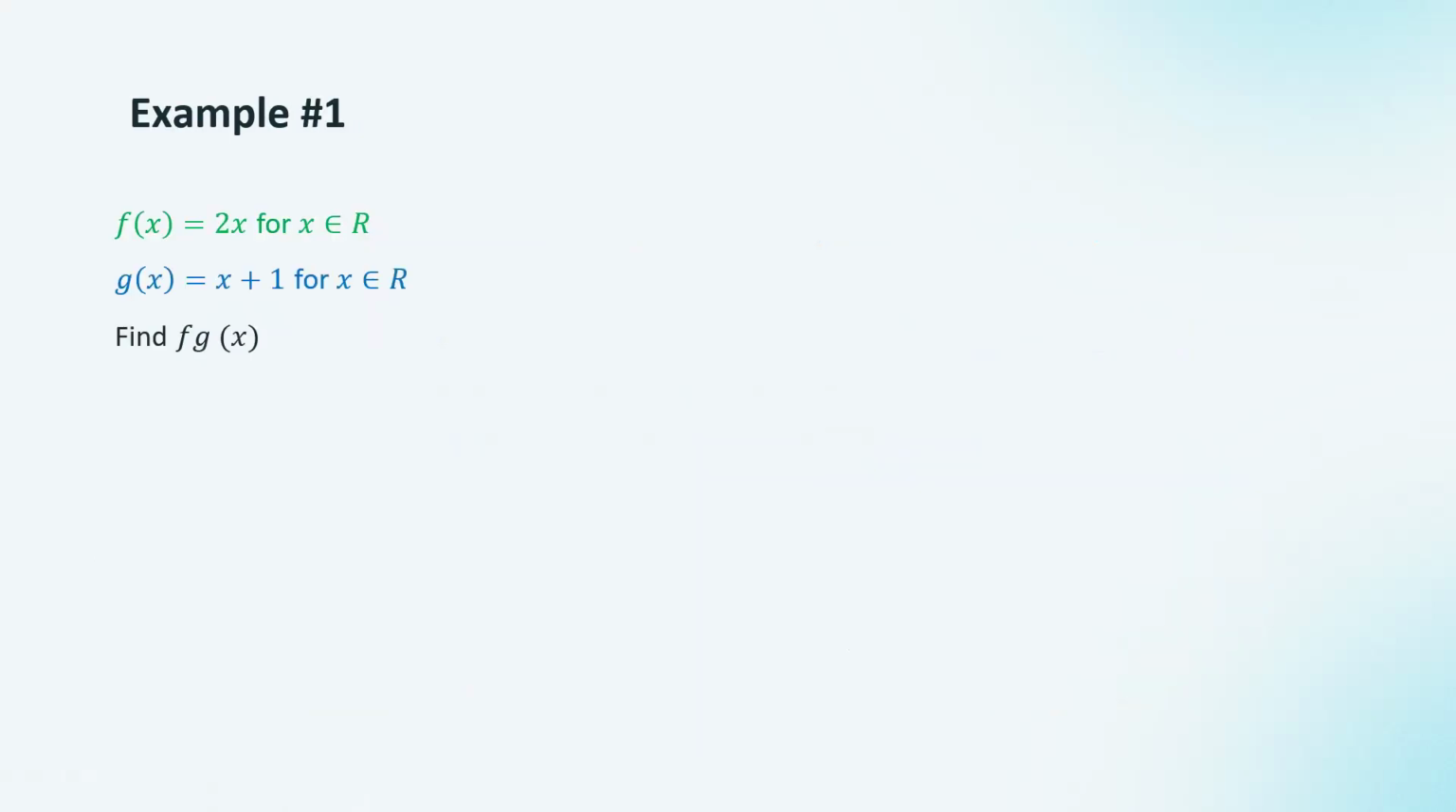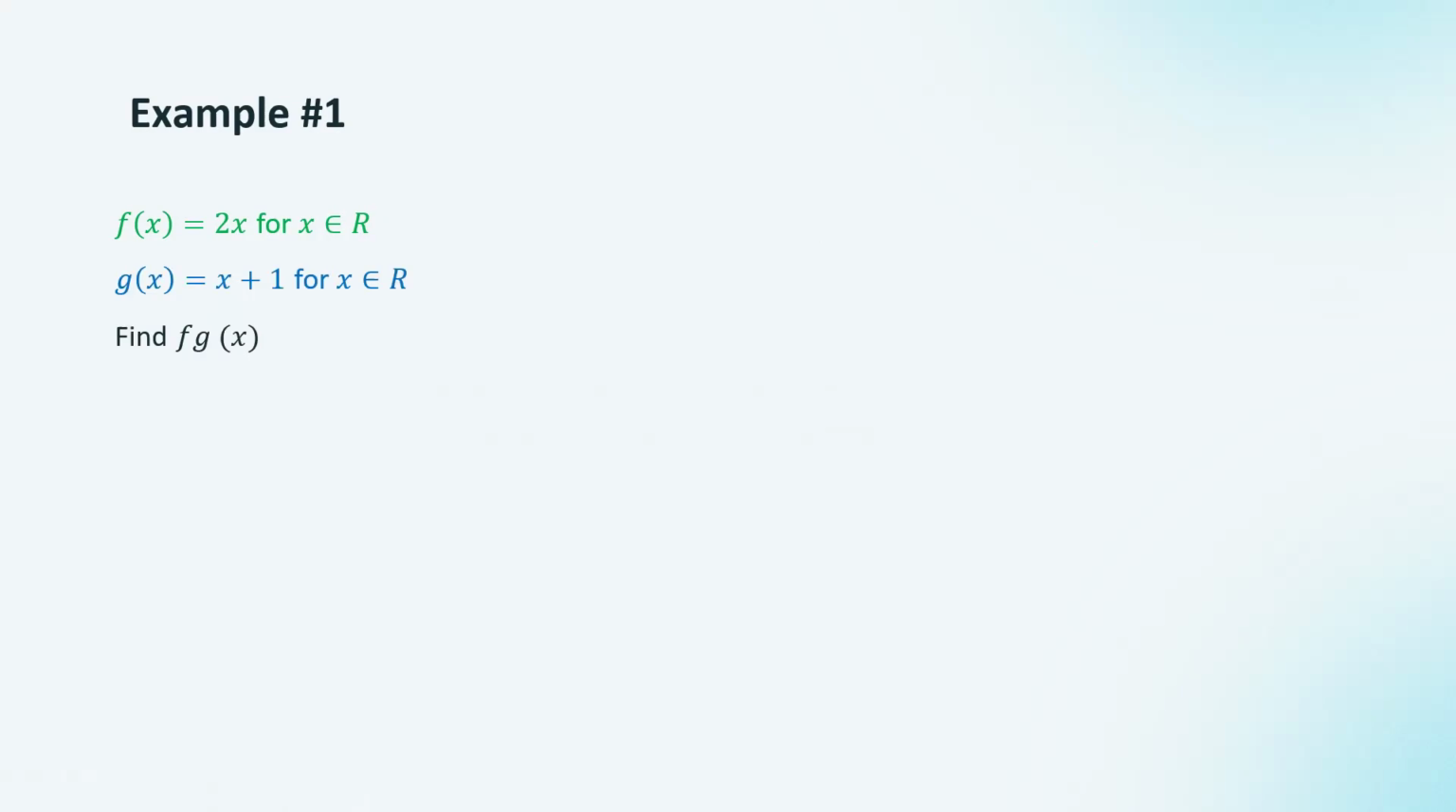Right, let's try to see the first example. Suppose that we have f(x) equal to 2x, where the domain is any real values, and we have g(x) equal to x plus 1, where the domain is again any real values. Now, usually for the problems, again, we don't really need to fret about the domain and the range of the composite function, okay? Now, the problem asks us to find fg(x).